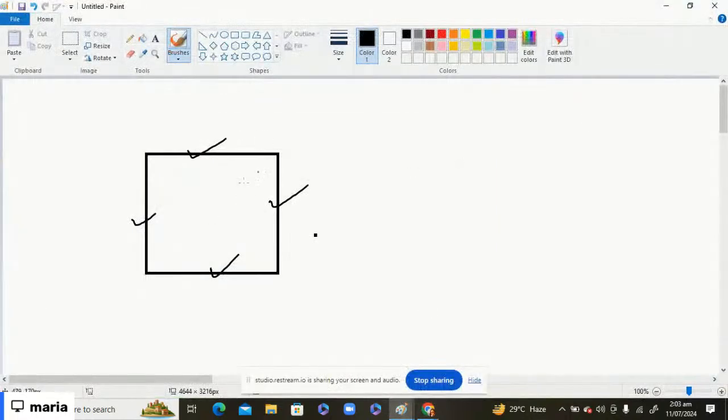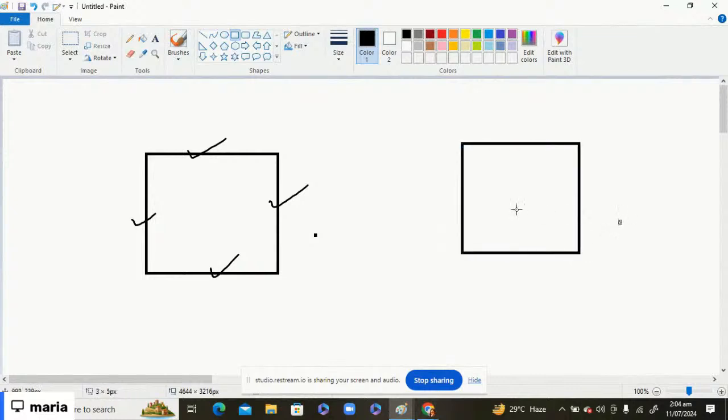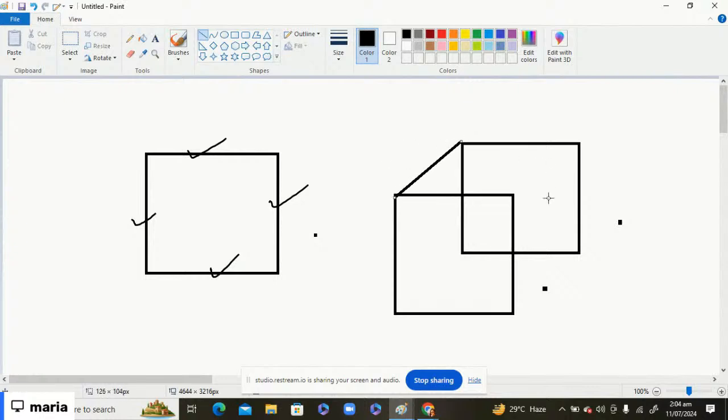So what is the shape of the cube? A cube can be in this form, or you can say a cube can be in this form. So we are going to say that these are all basically cubes.